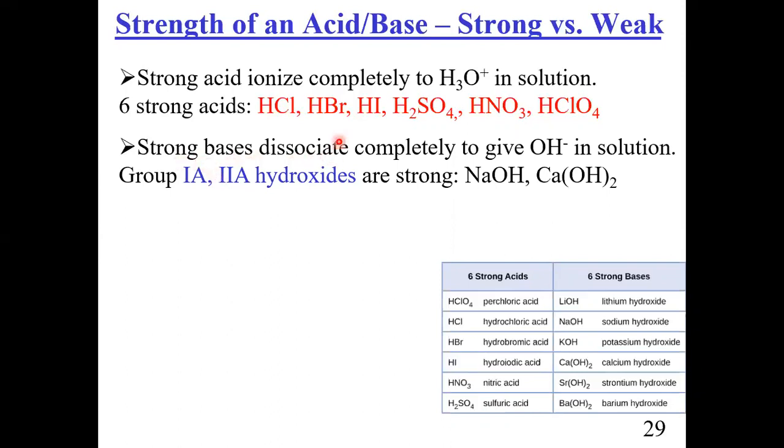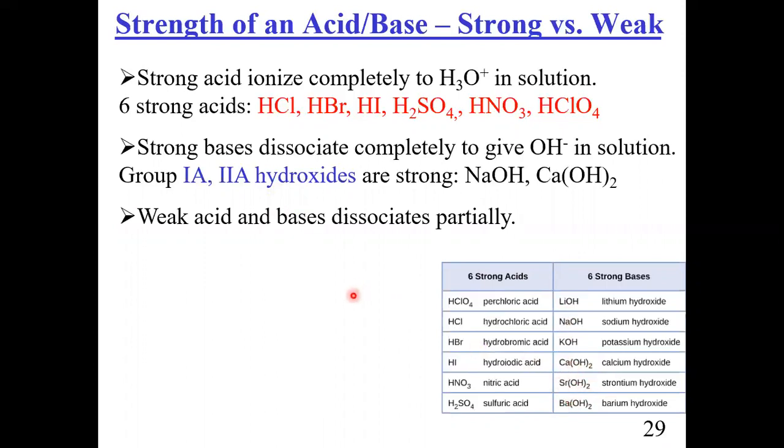The strong bases also dissociate completely to give OH minus in solution. And I really do mean dissociate, because the only strong bases in aqueous medium are the group 1A and group 2A hydroxides. Anytime you look at the first column in the periodic table, lithium, sodium, potassium, rubidium, all of these hydroxides are considered strong. And in the second column, most of them are also considered strong. So we also have calcium, strontium, and barium hydroxide, which are group 2A metals. The alkali and the alkaline earth hydroxides.